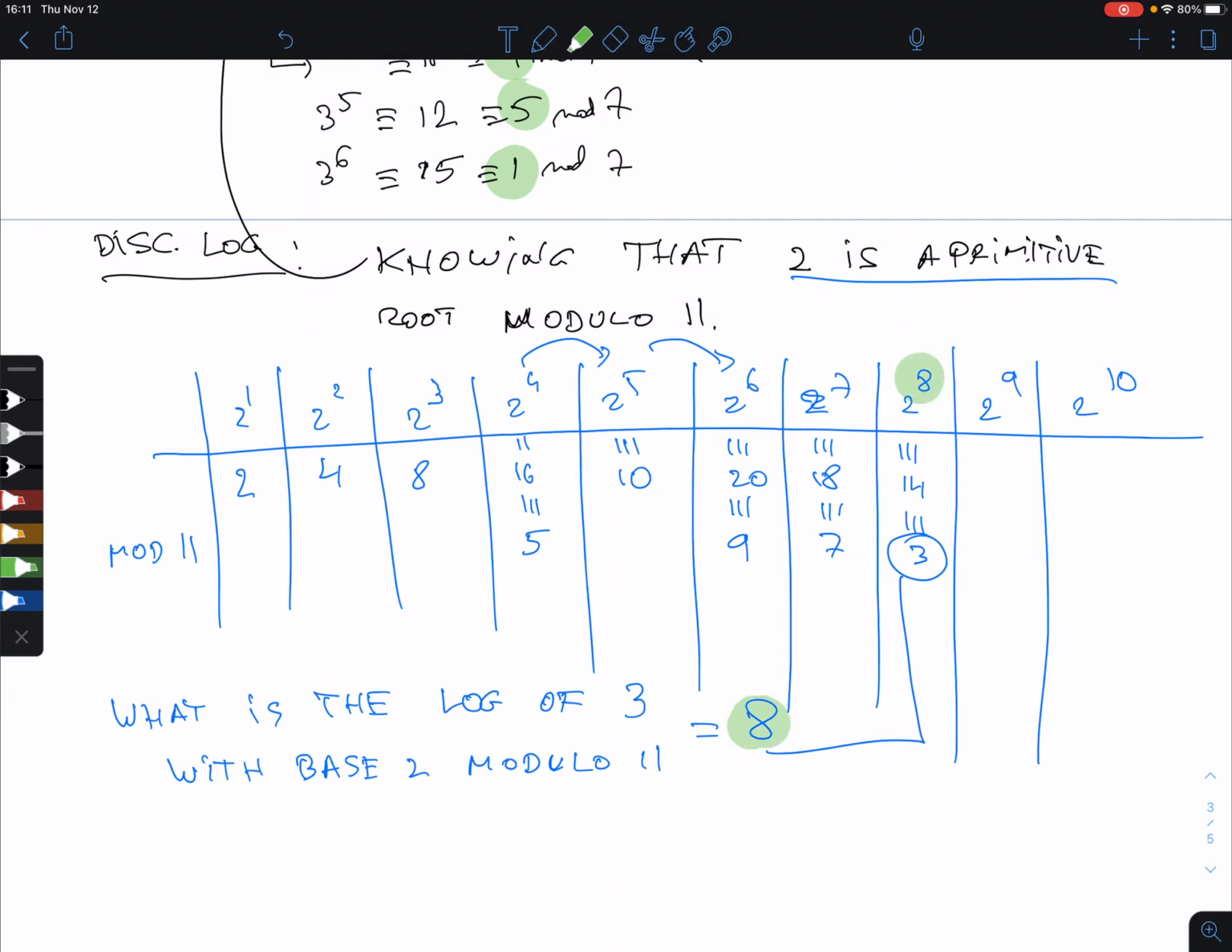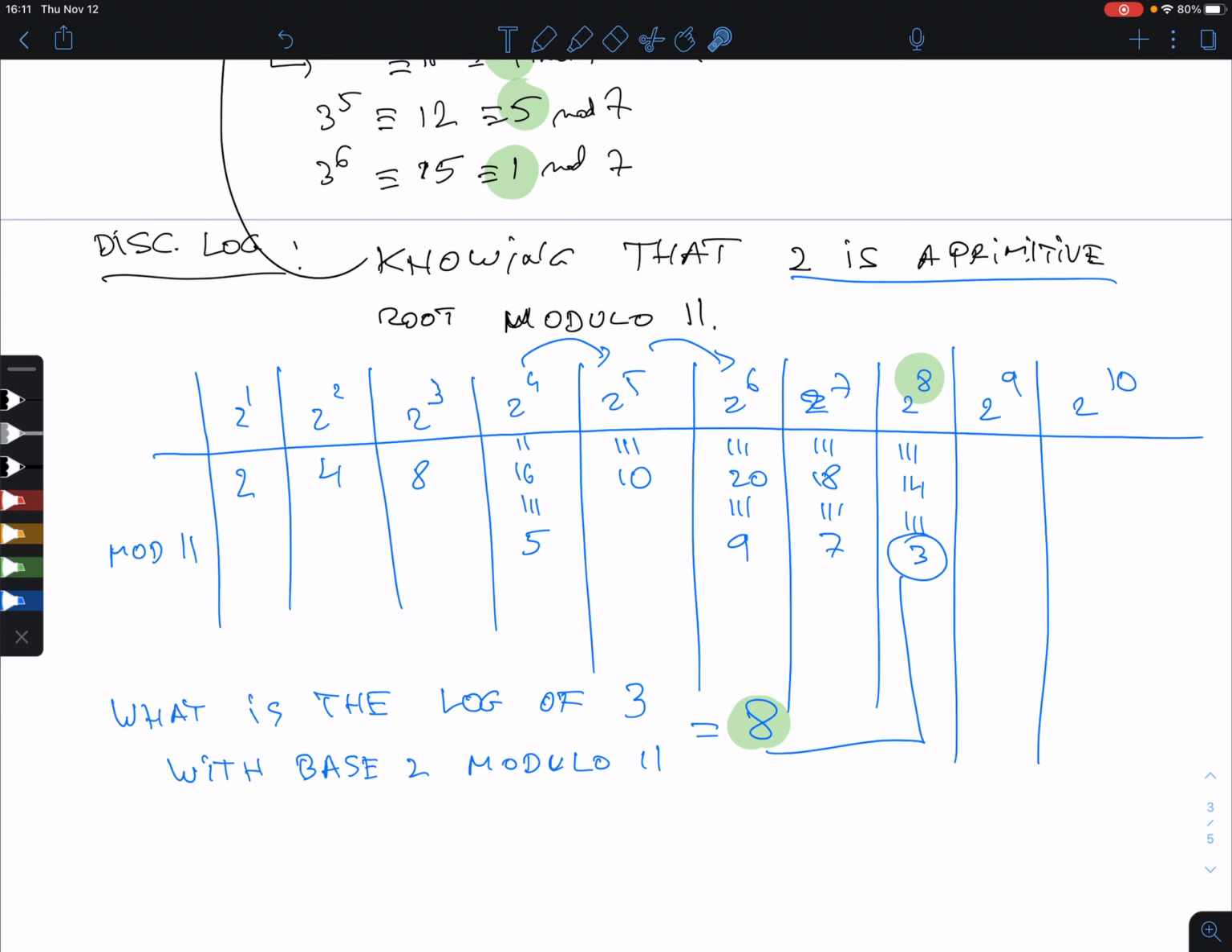So once we know that 2 is a primitive root modulo 11, and if it's not a primitive root modulo 11, it might not work. But if we know this, we know there is going to be one power, and only one, exactly one power, that corresponds to that number that we want. At least now, because modulo 11, right? We always work modulo 11.